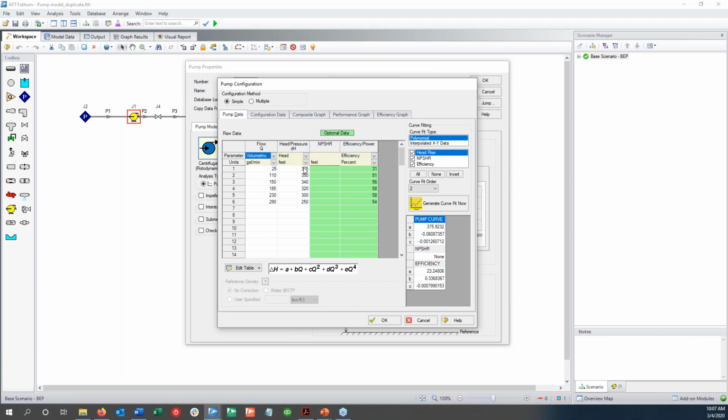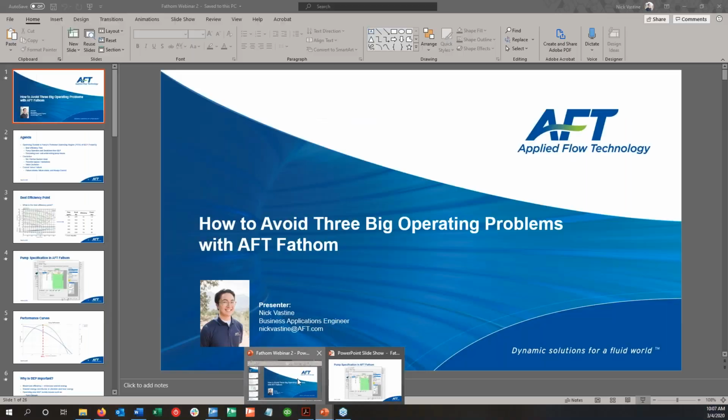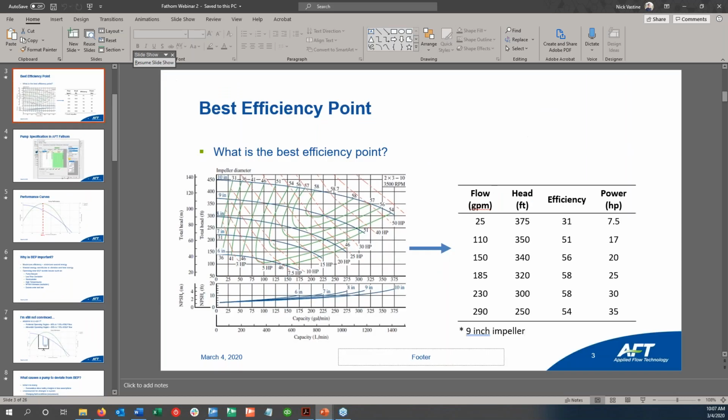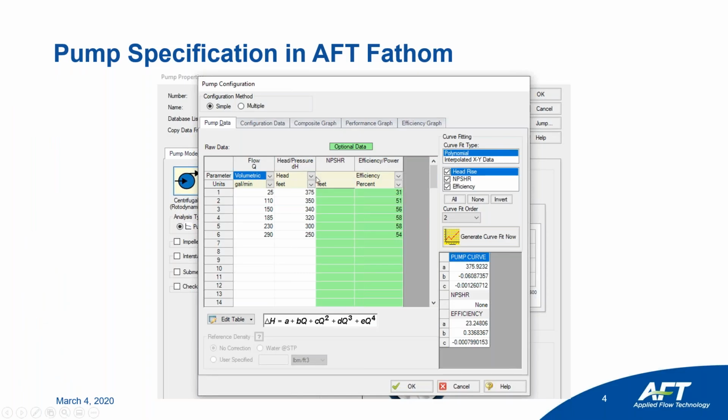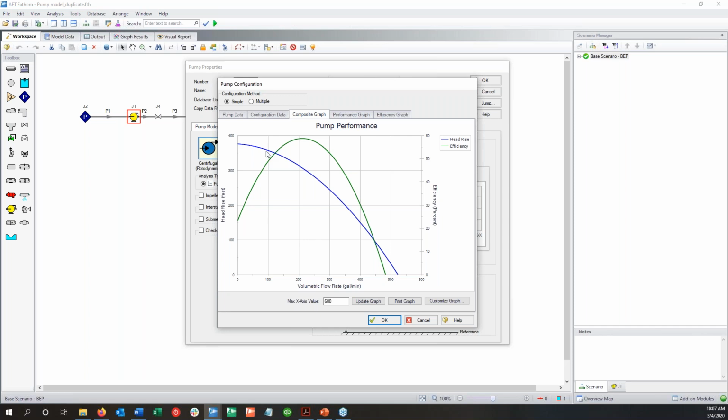So all of our flow data is in, all of our head data is in, as well as all of our efficiency. We can generate curve fits, so we can see that now instead of a collection of points on our pump curve, so instead of trying to interpret this for our efficiency curve, now we can instead look at this nice clean curve. And evidently, we can see our best efficiency point.